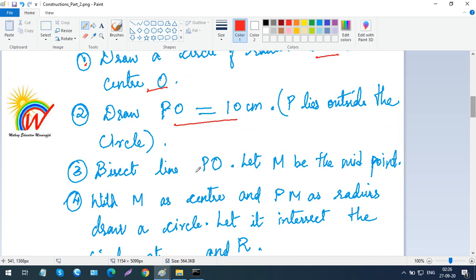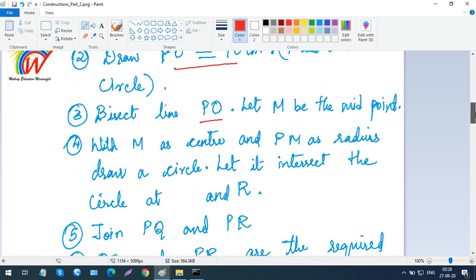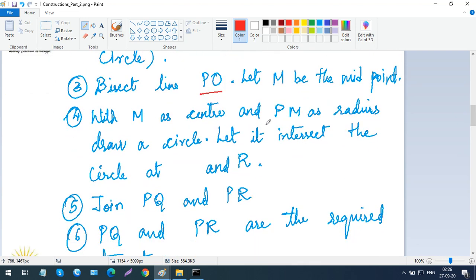Now bisect the PO, that is, divide the PO into 2 equal parts. You would have learned how to bisect, the perpendicular bisector, in the junior classes, right? So you bisect it, and then mark that M as the midpoint. When you're bisecting, the middle point, you can name it as something. I have named it as M.